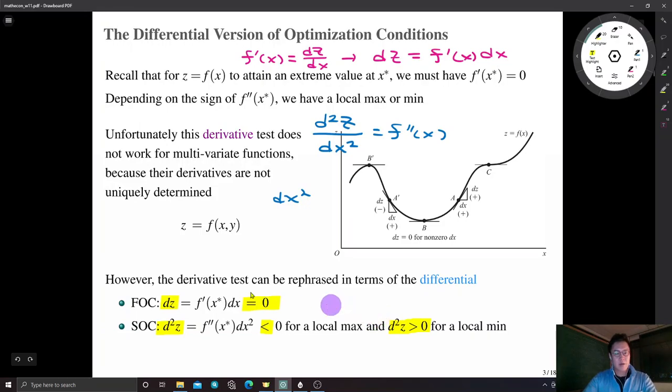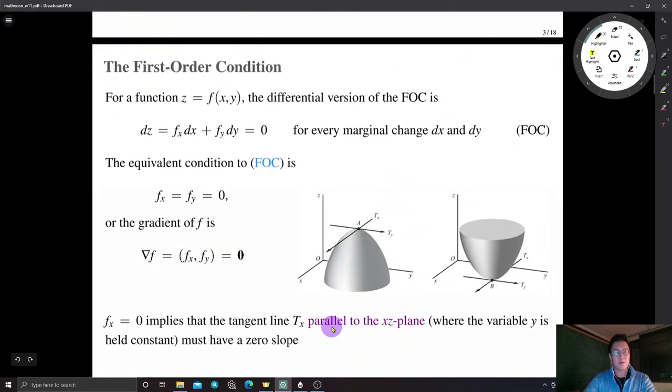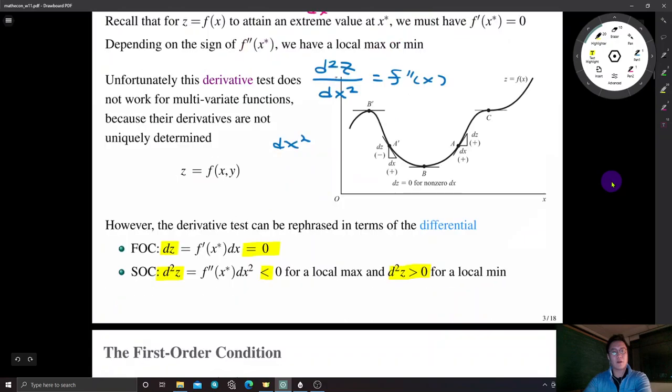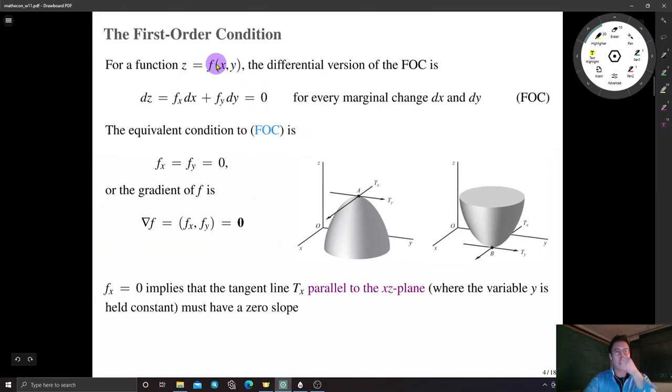All right, so the derivative test can be couched in terms of the differential. So now using this, we study how to find the local max or local min when a function depends on two variables. Okay, so we can start with the first order condition, the differential version of the first order condition. So set dz equal to 0.